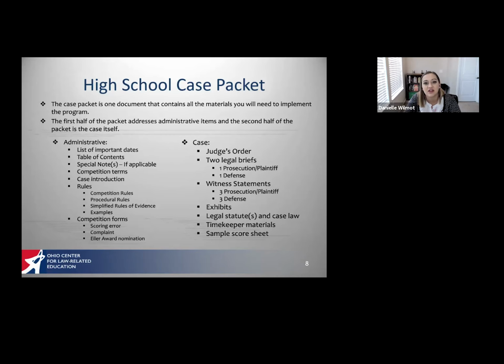And there will be a separate video that discusses how you as a teacher should approach the case file and then how you should have your students approach the case file. So do stay tuned for that because it's really important.